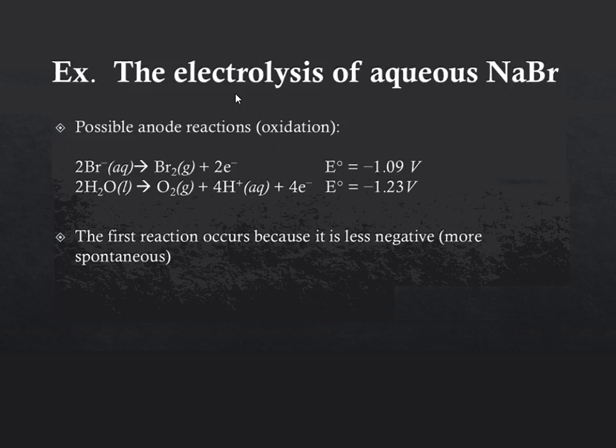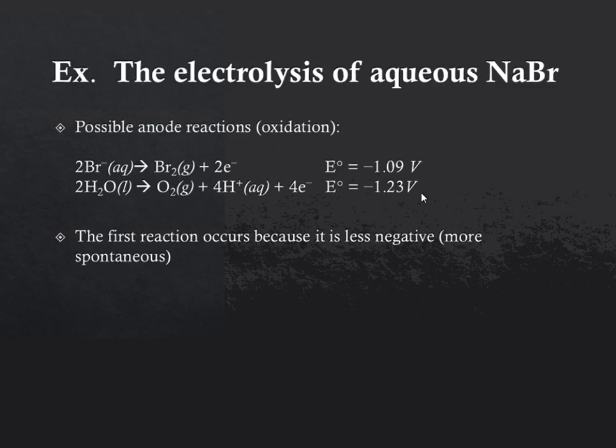For example, if we electrolyze aqueous sodium bromide, our possible reactions are these. We could be oxidizing bromide. For every 2 bromide ions, we could make 1 bromine gas and 2 electrons. And there's the cell potential for that. This is going to be either given to you in the question or available on a table. And if this is also on your table, liquid water being oxidized to form oxygen gas, hydrogen ions, and electrons. And there's the cell potential there.